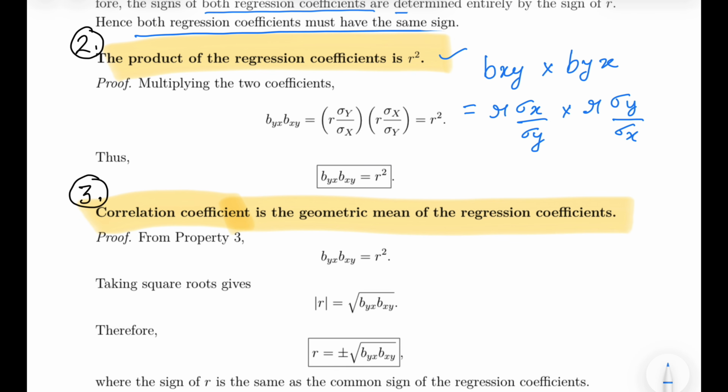It is quite easy. So this sigma y with sigma y cancel each other, sigma x cancel each other, and you will have r square. So in this way, this is very easy. byx and bxy is small r square.